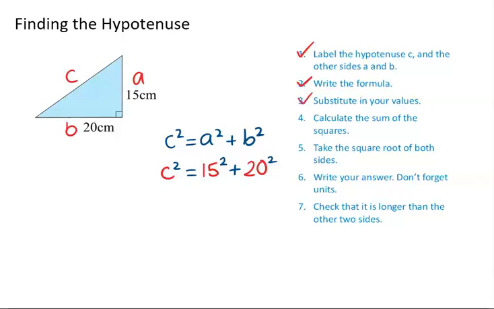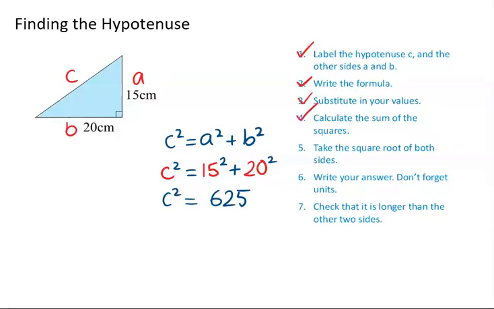Time for step 4, calculating the sum of the squares. That really means to calculate the sum, the addition, of 15 squared plus 20 squared. It's asking us to take this right-hand side of the formula and put it into our calculators. And that tells us that C squared will be equal to, when we pop that in our calculator, 625. So C squared equals 625. We can tick off step number 4, we calculated the sum of the squares.